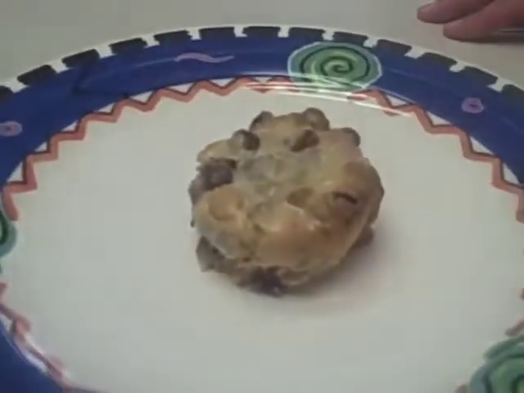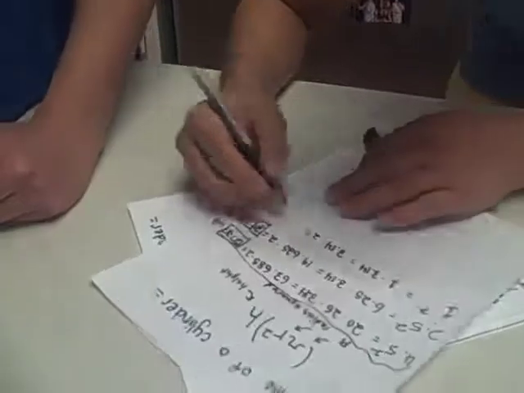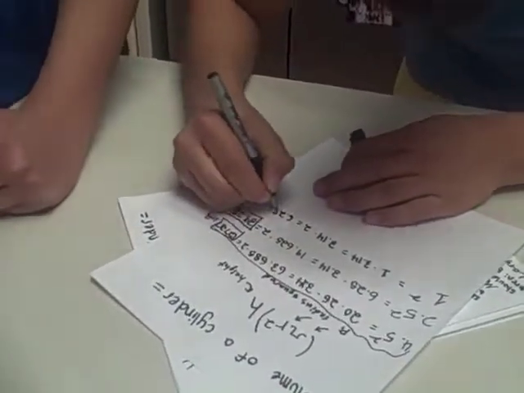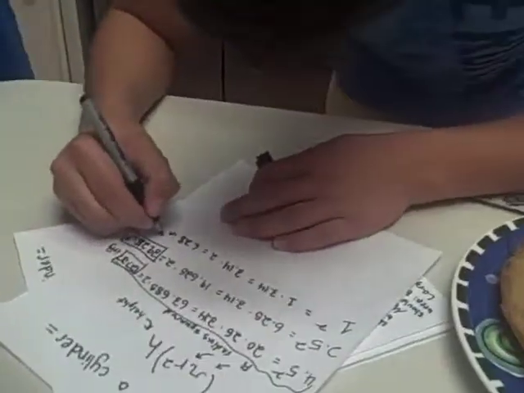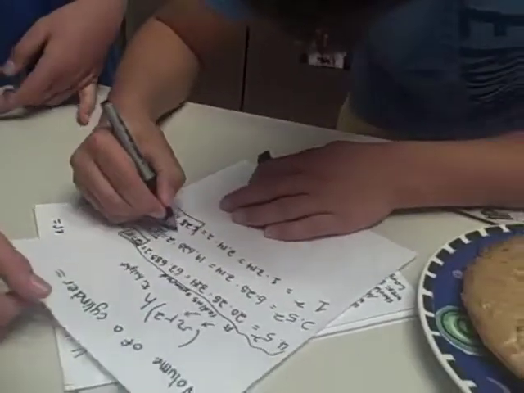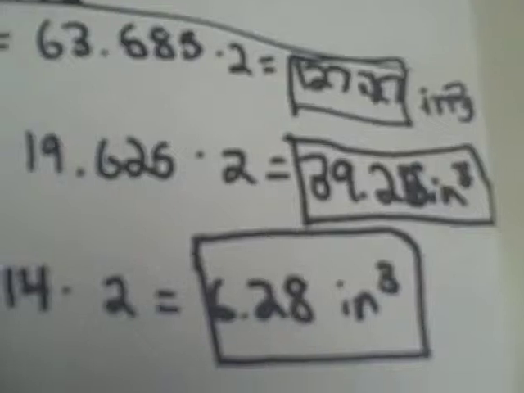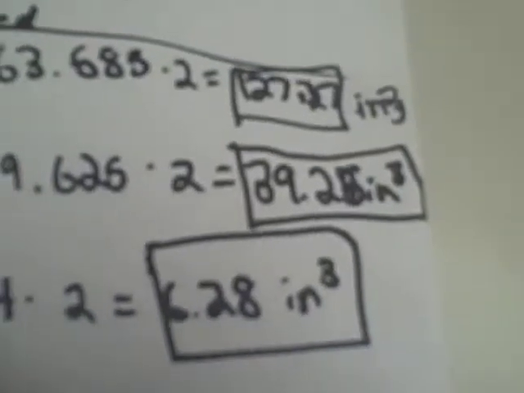And the last one, 1 squared is still 1. And times 3.14 is 3.14. And that times 2 is 6.28 inches cubed. And we also did some math for that, and it should have been 31.725. So that's a lot.